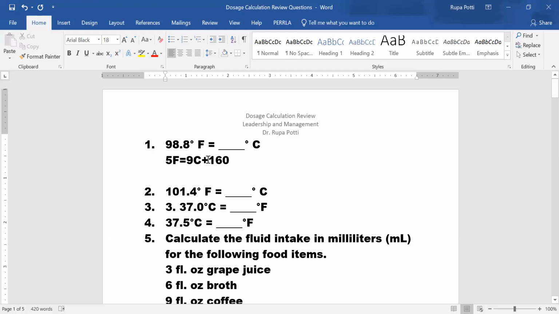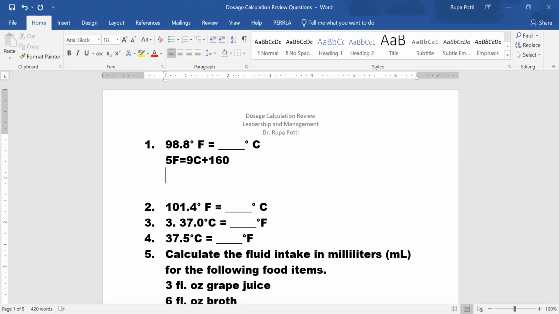For example, we have a variable, Fahrenheit, here and centigrade. We see that Fahrenheit here is multiplying, so if it has to go to the other side, it is going to divide. The same thing with centigrade here: it is multiplying, so if it has to move to the left side, it is going to divide. And 160 here is positive, so if it goes to the other side, it is going to become negative. We'll be using those simple math rules, which you might have learned in elementary school, and we will solve this problem.